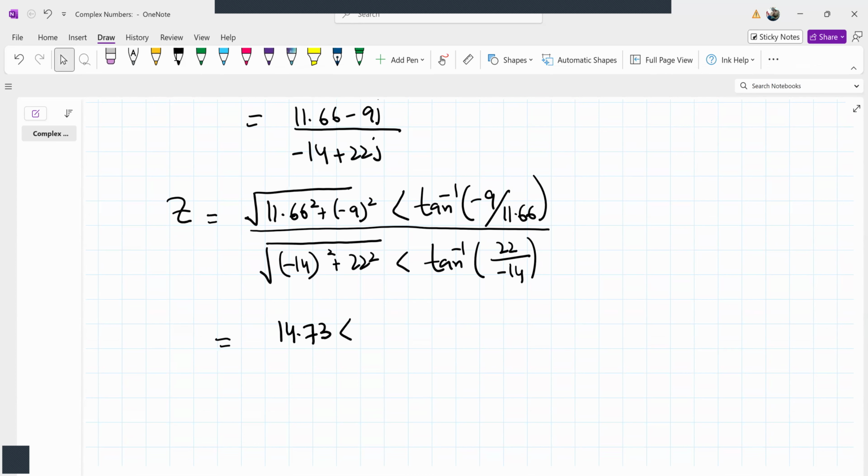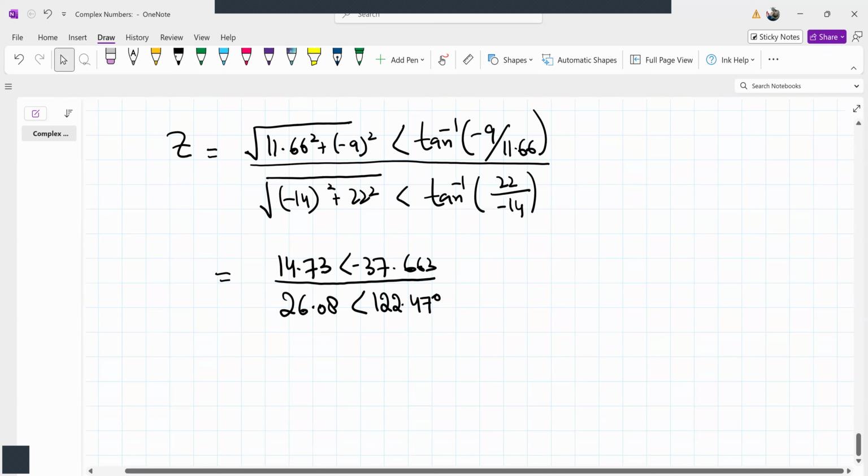Okay. Now this under root of 11.66 whole square plus 9 square simply comes out to be 14.73 at an angle of tan inverse minus 9 divided by 11.66, which is minus 37.663. This will be the magnitude of the denominator side: 26.08 at an angle of tan inverse 22 by minus 14. So here the real part of the complex number is negative, so it will be 122.47 degrees.